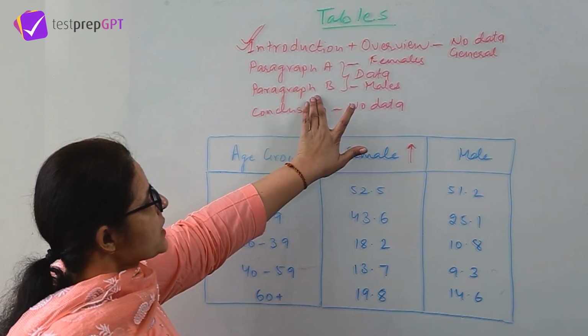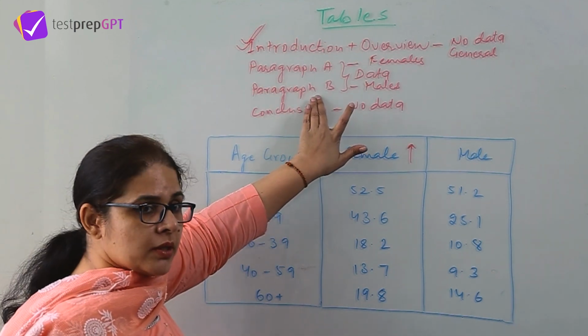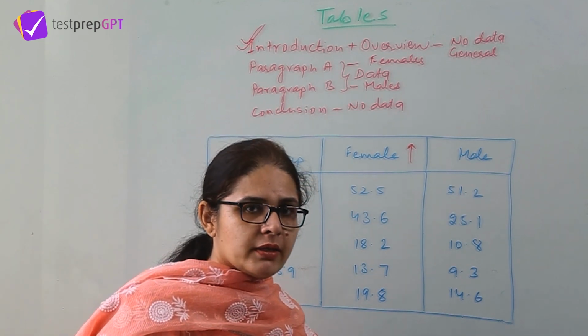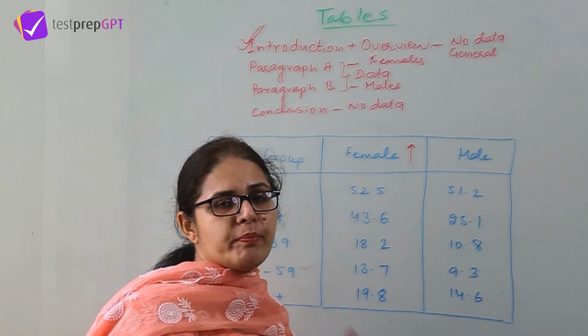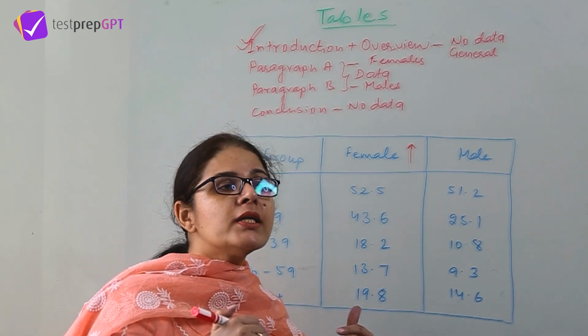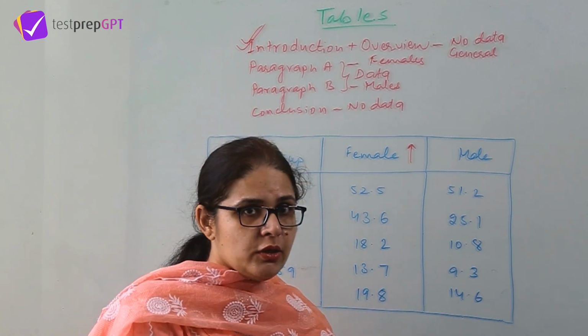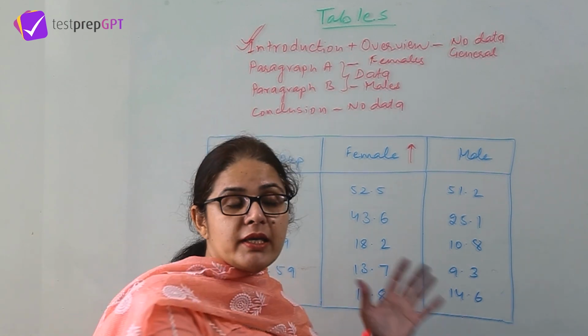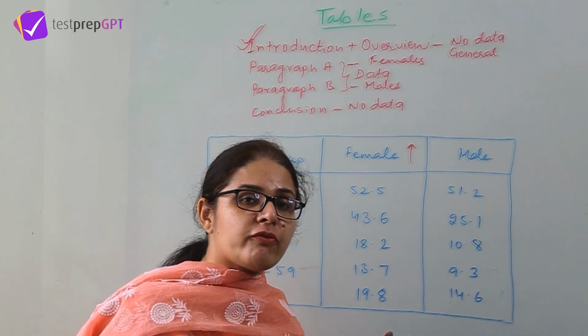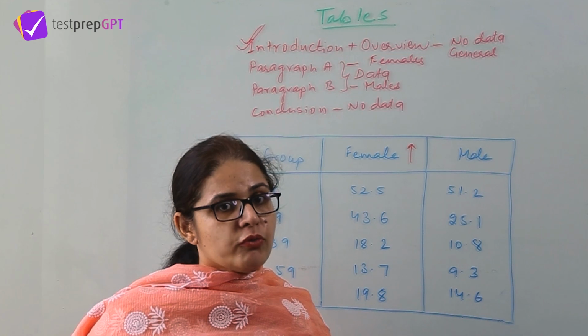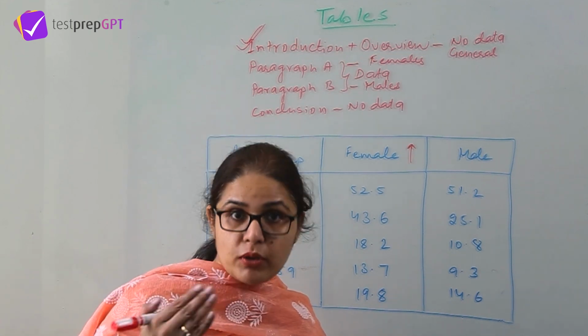Now let's come to paragraph B. Here we'll talk about males. Why have I decided to talk about females in one paragraph and males in one paragraph? This is because this is a kind of logical division or logical structuring of your given data in the paragraph form, so that you get better marks on your coherence and cohesion for structuring your task quite well.